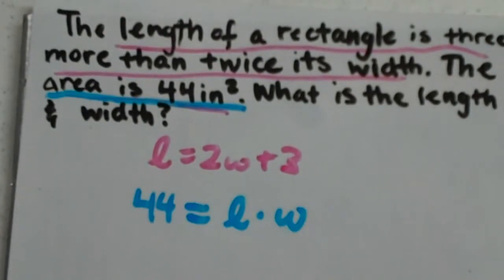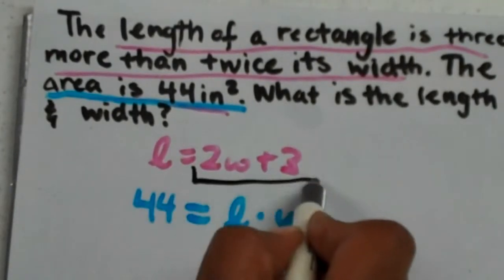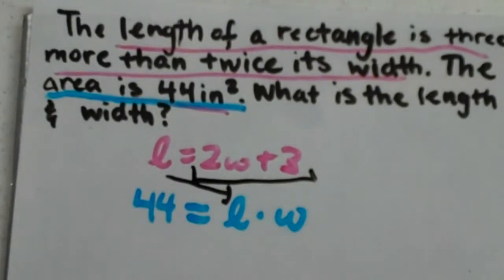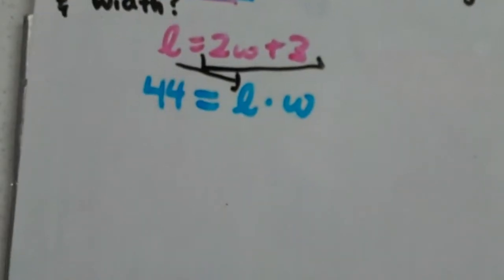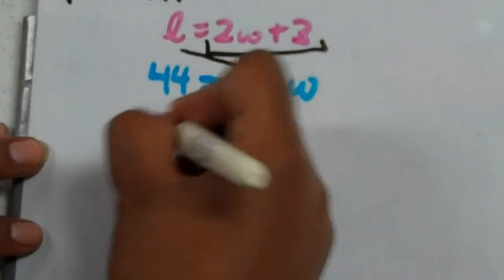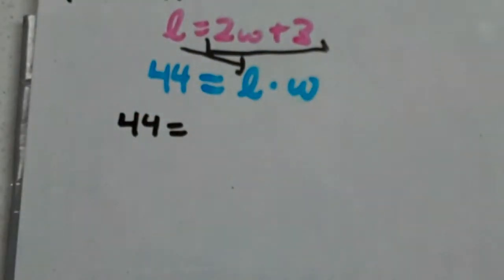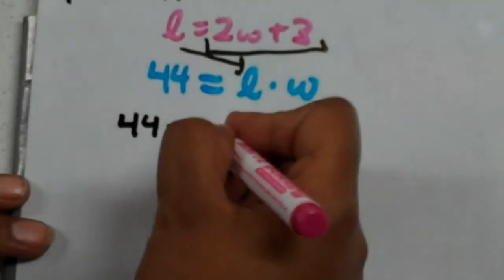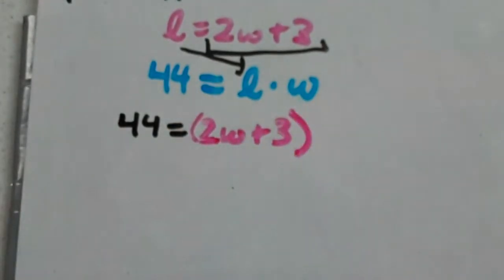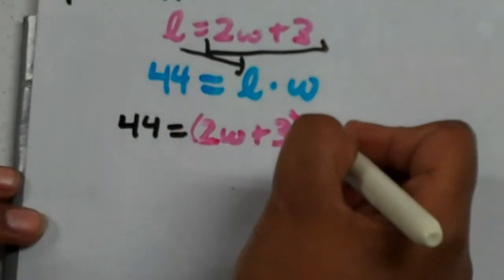This problem is easy to see if you've been going through chapter 4 lately, that we can substitute this expression for that L that's in there, which means that we'll be left with only W's in our problem. So let's attempt to do that. I'll scoop this up. So we'll have 44 is equal to L. Well, L is equal to 2W plus 3. And then we have times W.